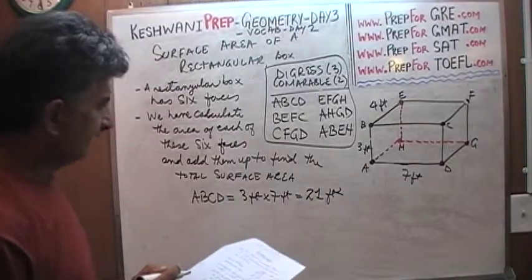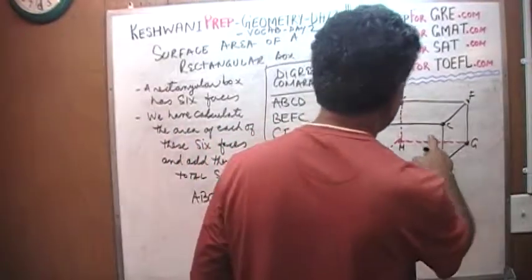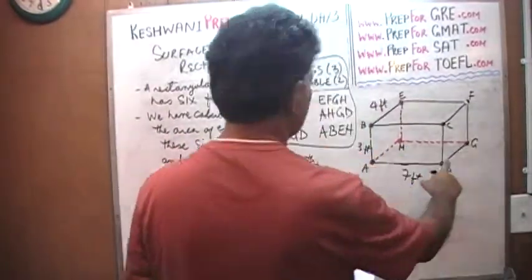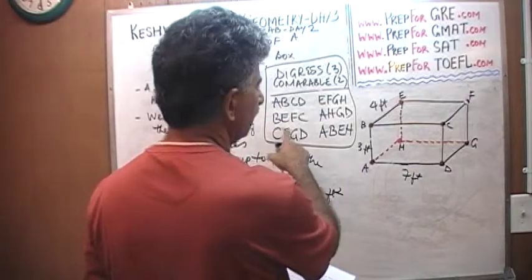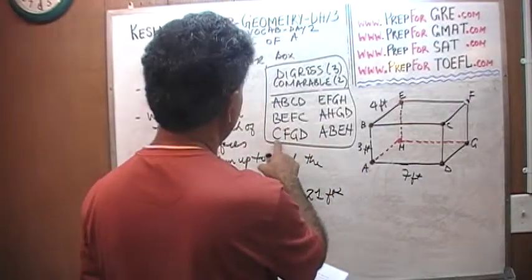I have here DCFG. What do you suppose that is? DCFG. What do we call it here? We called it. Very good.